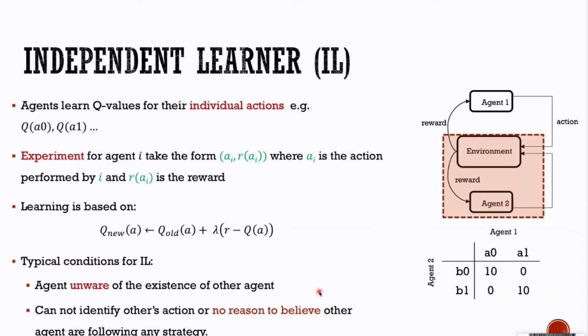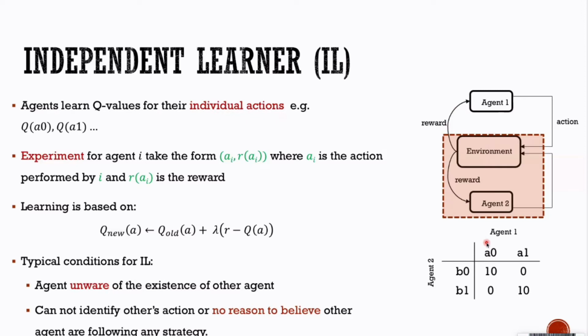For the independent learner, it's simple. It just treats the environment and the other agents as its environment. Every time it just makes decisions on the actions and gets the reward, completely ignoring the existence of the other agents. So the agent will learn the Q value for each individual action. For example, in this game, agent one has two actions, so it has two Q values, for A0 and A1.